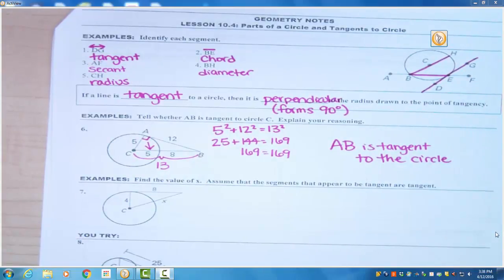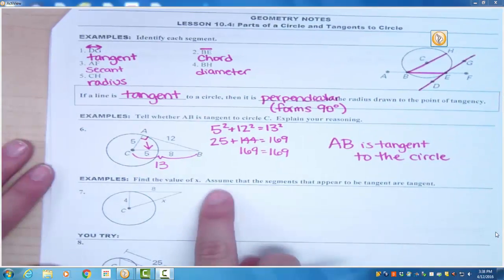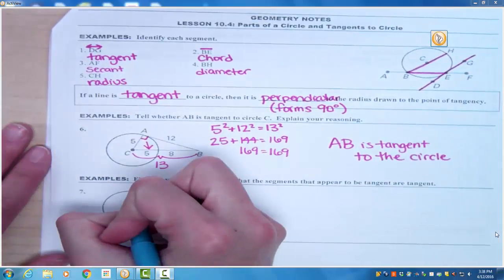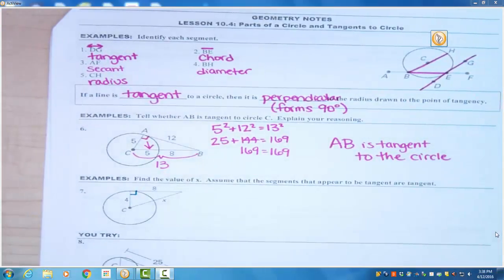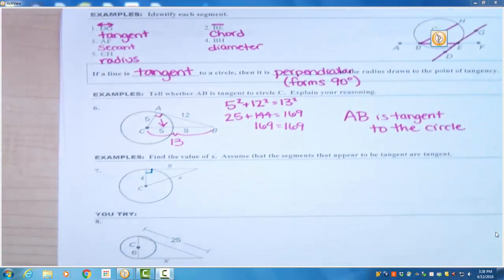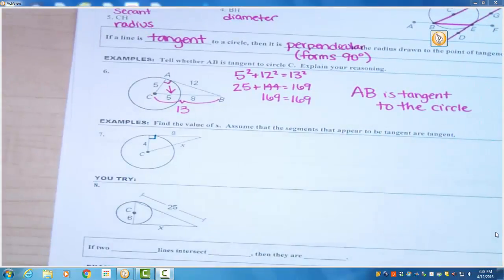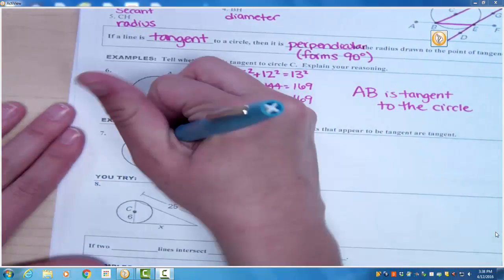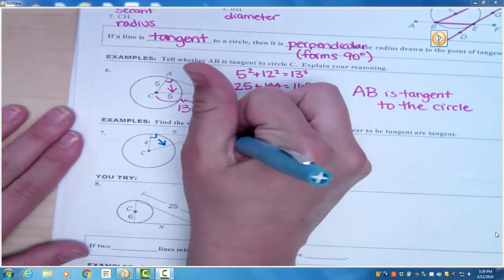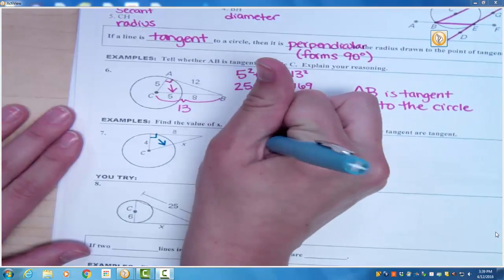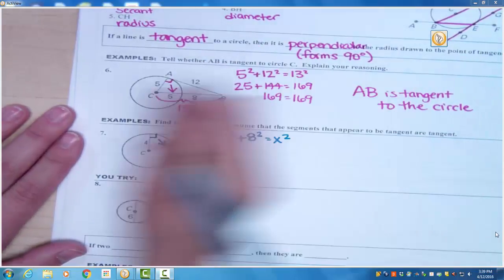All right, so now for this one, we have to find the value of x. Well, x is this whole side here. It says all the segments that appear to be tangent are tangent. So that means that this is a right angle if it is a tangent, and so now I have a right triangle. If this whole side is x, I can check that this will be a tangent if I can use the Pythagorean theorem and prove that both sides of the equal sign are equal to each other. So our hypotenuse is x. So 4 squared plus 8 squared equals x squared.